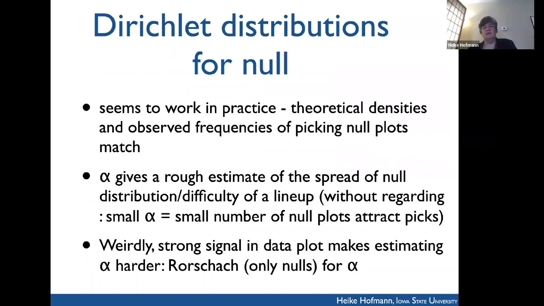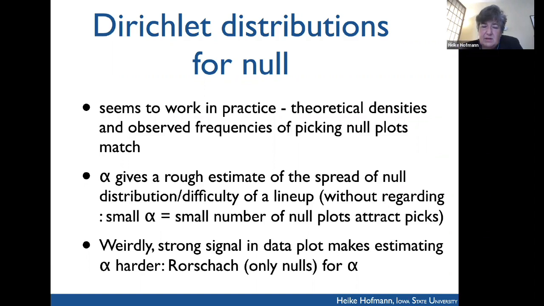So this approach to using Dirichlet distributions for the null distribution seems to work in practice. We've just published a paper with Stat on how to calculate the Dirichlet distribution and how to estimate the concentration parameter.